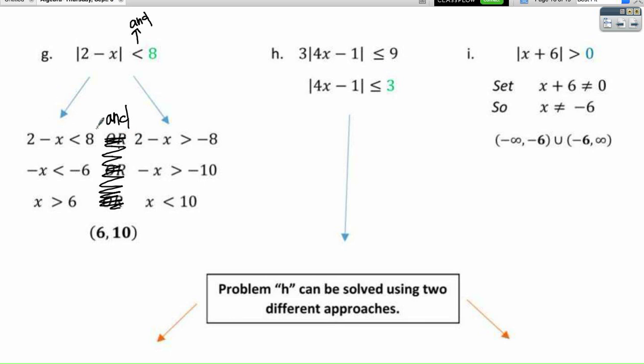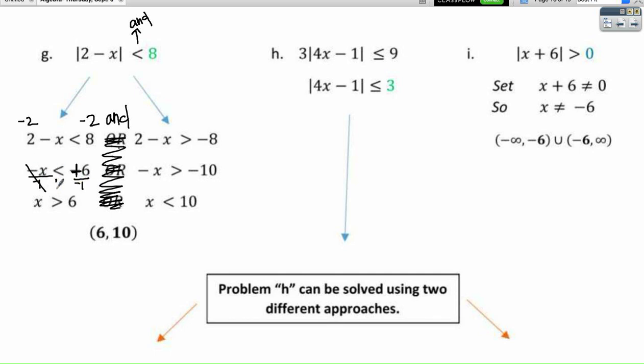So set one side, 2 minus x is less than 8, the normal way. 2 minus x is greater than negative 8, so I've changed the sign and changed the sign on the number. So when I minus 2 from both sides, this should actually be a positive 6. And so I've got a negative x, though. I've got to divide by negative 1 on both sides to make that x positive.